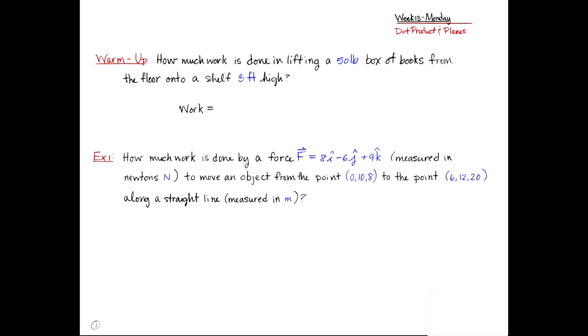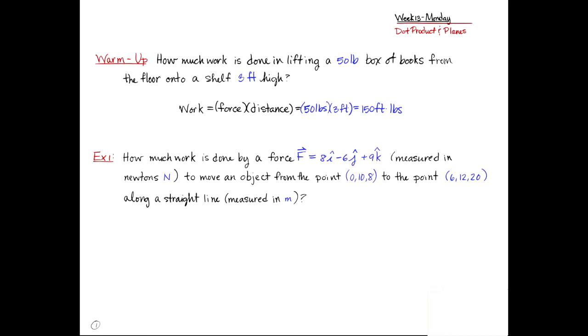So how much work is done in lifting a 50-pound box of books from the floor onto a shelf that's 3 feet high? Work is force times distance. And in this case, our force is constant, so 50 pounds. And we're lifting the books 3 feet high, so our distance here is 3 feet, which gives us that the work is 150 foot-pounds.